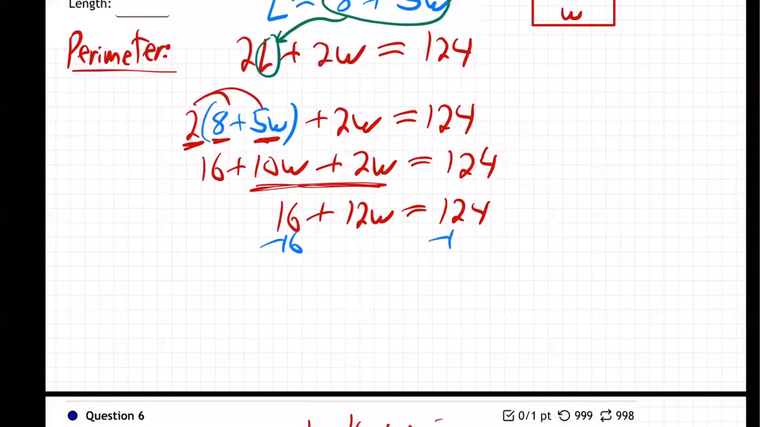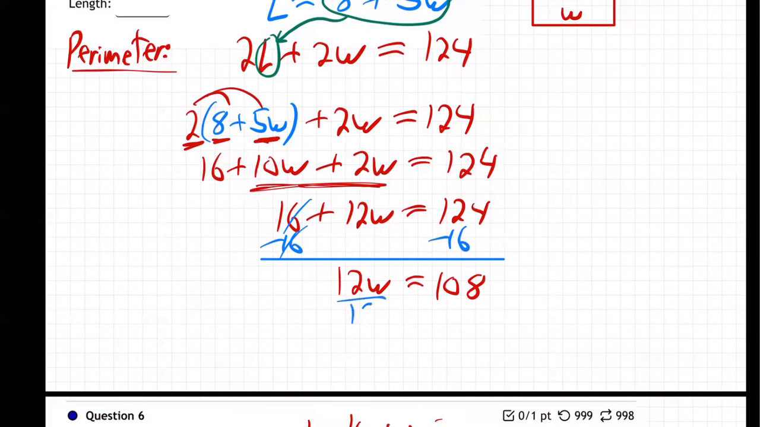And then subtract 16 from both sides. And we get 12W is, what is that, 108. Use your calculator as you need to. And then last step to finish solving for W is divide by 12. And so the width is, let me use my calculator real quick. Oh, it's 9, isn't it? Okay, so the width is 9.